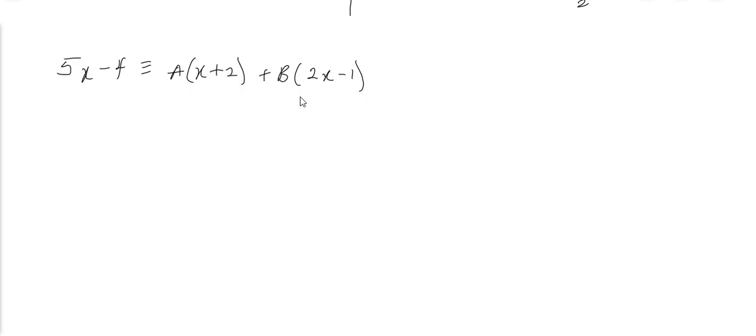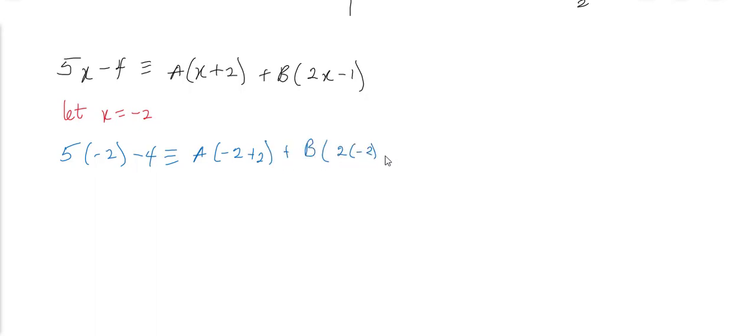Okay. Now let's use the cover-up method. For the first instance, I can see that when x is equal to negative 2, the a term goes to 0. So I'm going to do the substitution so that that term goes to 0, so that I get the opportunity to solve for one of the constants. So doing the substitution, this gives me 5 of negative 2 minus 4. This is identical to a of negative 2 plus 2 plus b multiplying 2 of negative 2 minus 1.